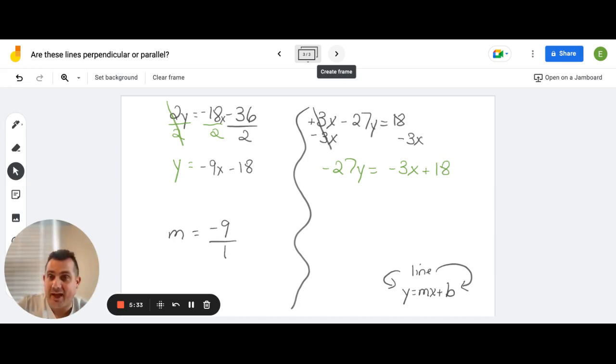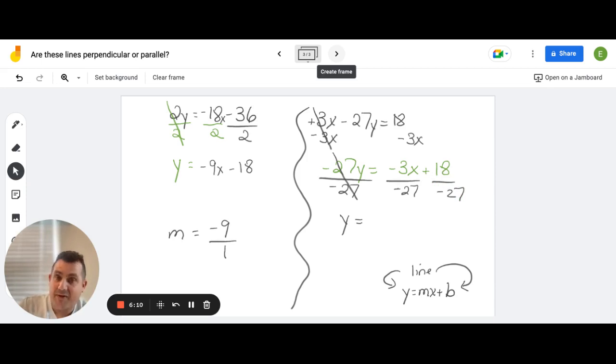Now I still need to get that y by itself. So to get that y by itself, I am now going to divide by negative 27. If I divide by negative 27, that cancels out, and I'm left with positive 1, and it's 1y. We don't need to write the 1y, we could just leave it as y. But now if I've divided the left side by negative 27, I need to divide both other terms by negative 27. So now negative 3 divided by negative 27 is going to give you a positive number.